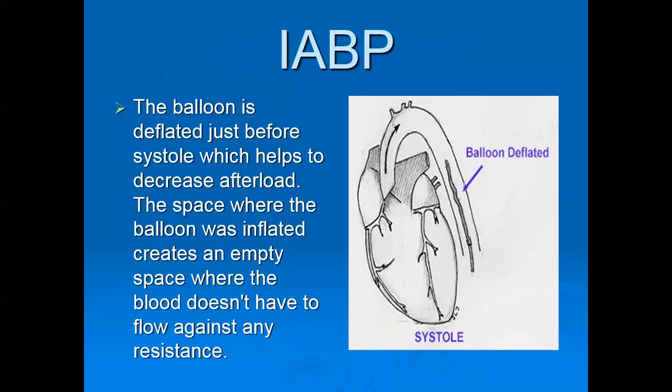And it's deflated just before systole. It helps decrease the afterload because it creates a void in that space. So as it deflates, think of it as when you're a kid in the swimming pool and you push your hand through the water, and it creates a vacuum behind it. Same concept. We're just moving the blood out of the way.